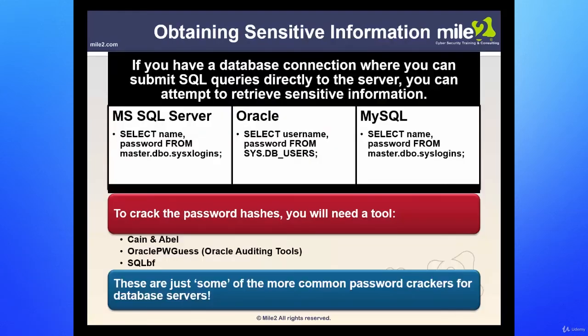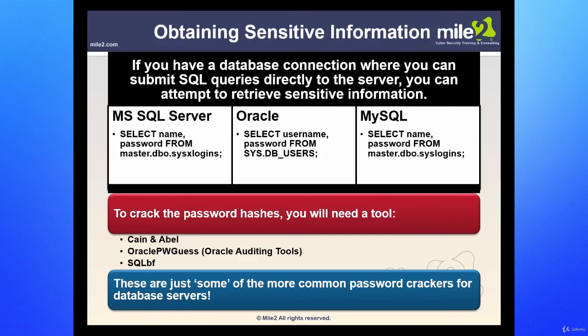All right, we can also obtain sensitive information. So if you have a database connection where you can submit SQL queries directly to the server, you can attempt to retrieve sensitive information there. For instance, as we saw before in the screenshot, we can select the names and the passwords from the master.dbo.sysxlogins, which again allows us to grab hold of those SQL hashed passwords.